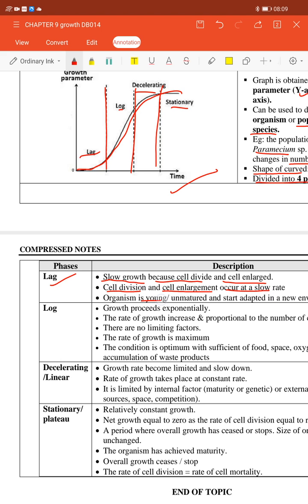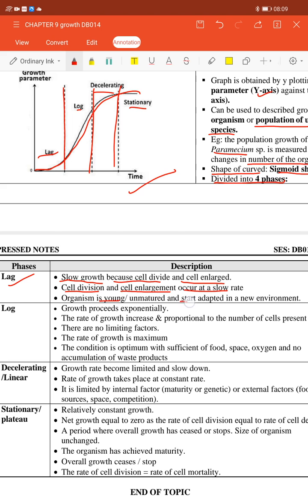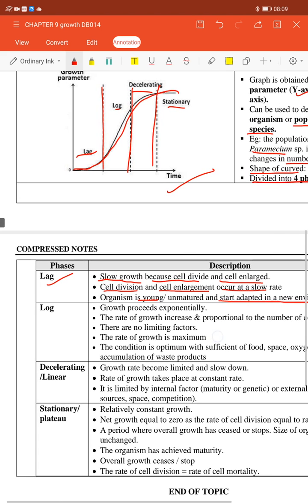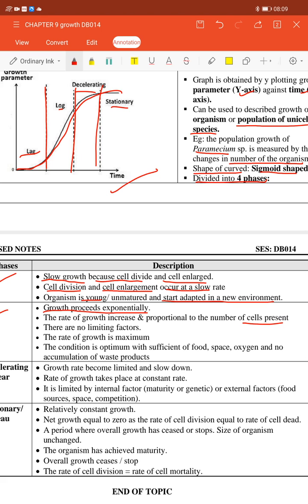The organism is young and immature and starts adapting to a new environment. Maksudnya dia masih adapt to the new environment lah. And bila dia dah adapt, dia dah masuk log phase di mana growth akan proceed exponentially. The rate of growth increases and is proportional to the number of cells that are present. So there are no limiting factors.